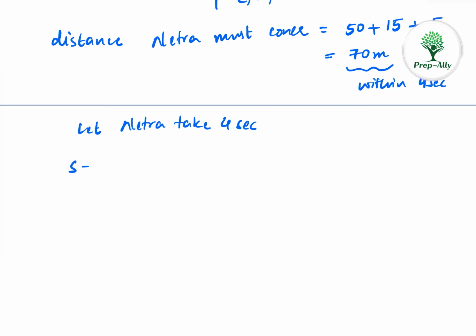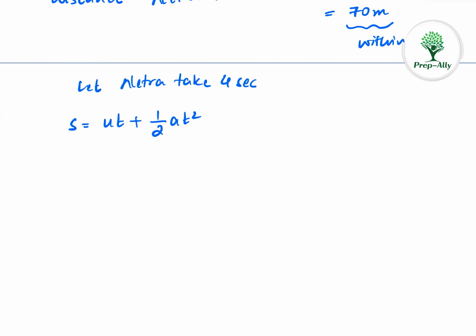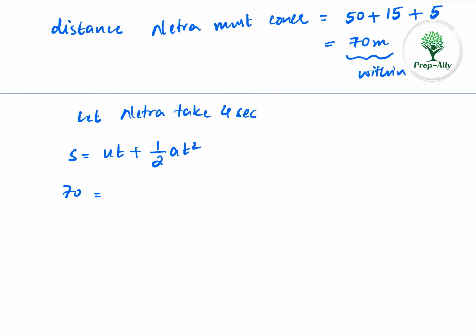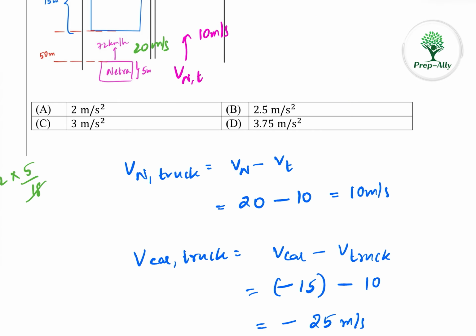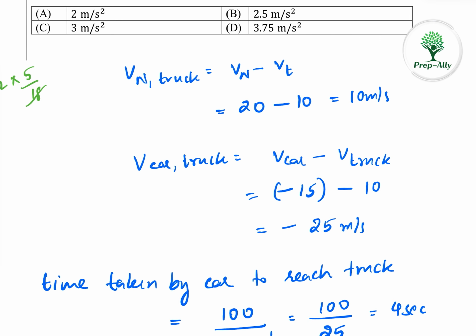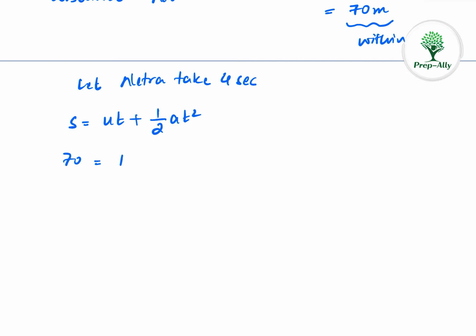Now we already know that distance S is equal to ut plus half a t square. We got that distance of 70 meter. Netra must cover this distance with initial velocity. Again, we are observing everything with respect to the truck. So we will take the velocity of Netra with respect to truck only. That is u, time we just got 4, plus half acceleration and 4 square.